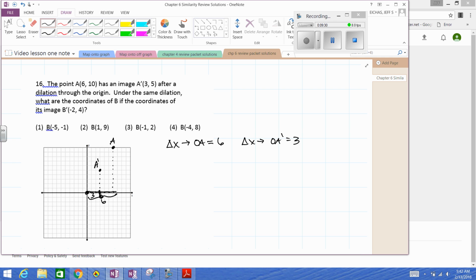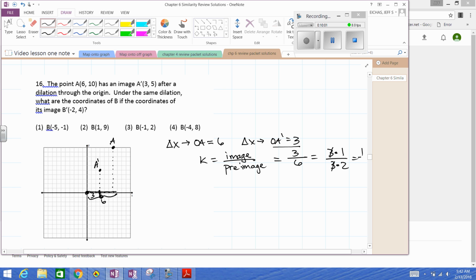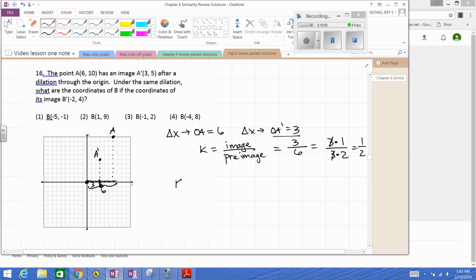So what I try to do right there, I should be able to solve it right now. The scale factor is the distance from the image to the center over the distance from the pre-image to the center. Now the image is the new, that's 3. The pre-image is the original, so we can reduce that to 1/2. I'll show you how. So how we reduce is it's 3 times 1 and 3 times 2, and the 3's knock out. So the scale factor is going to be 1/2.